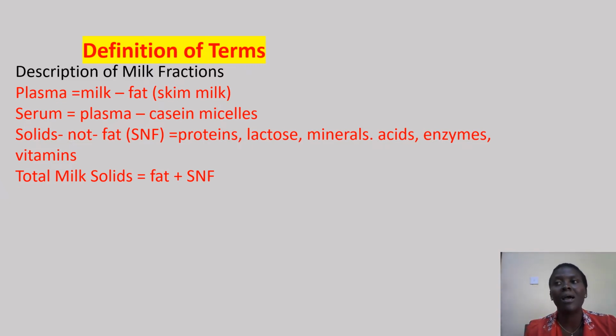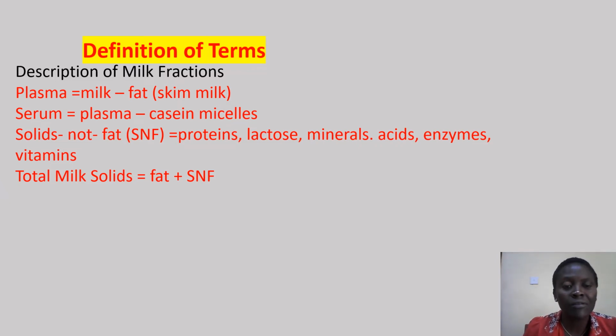Casein micelles are a type of milk protein which is different from whey protein. So once the plasma, that is the milk that is void of fat, is subjected to some other process to remove the casein micelles, we are left with serum. Serum can also be referred to as whey, liquid whey.